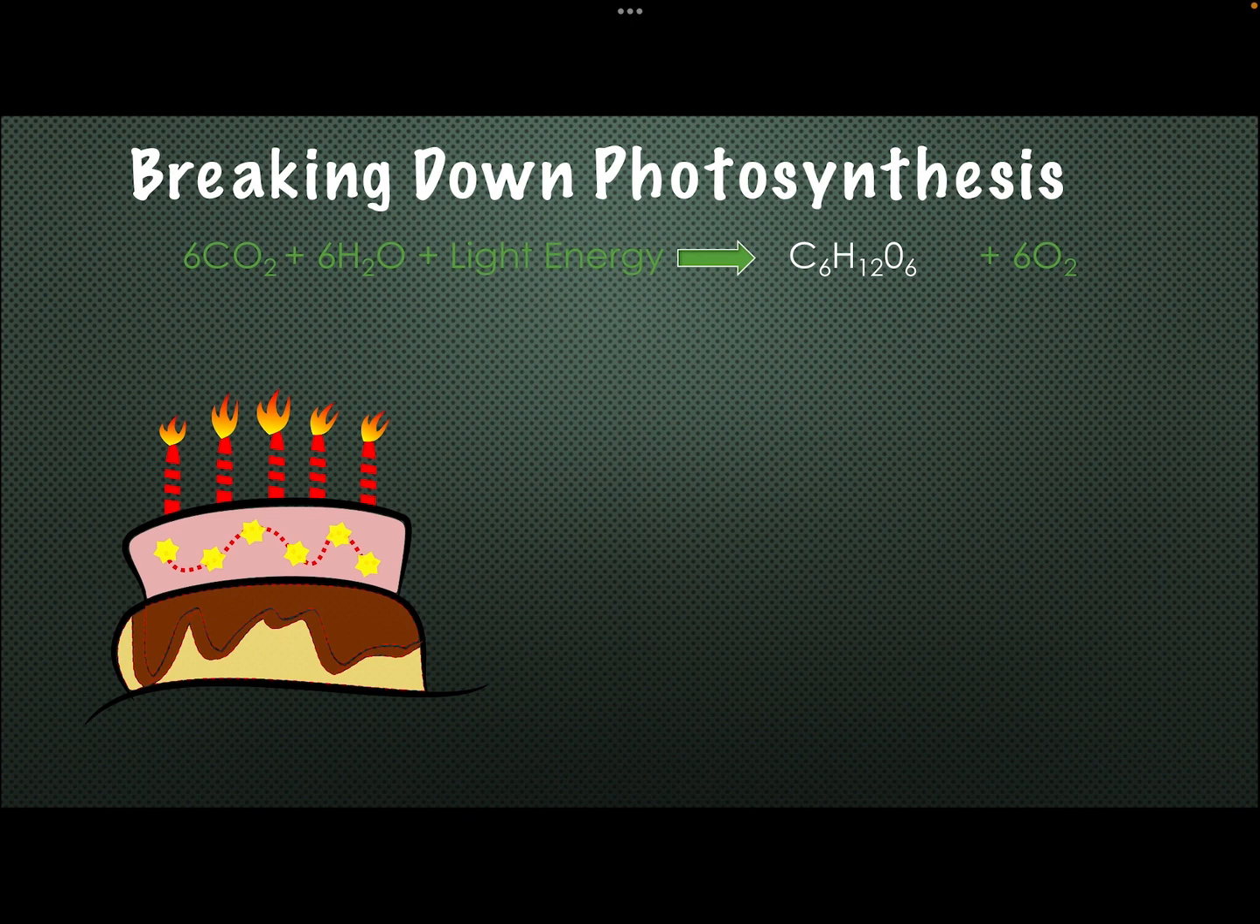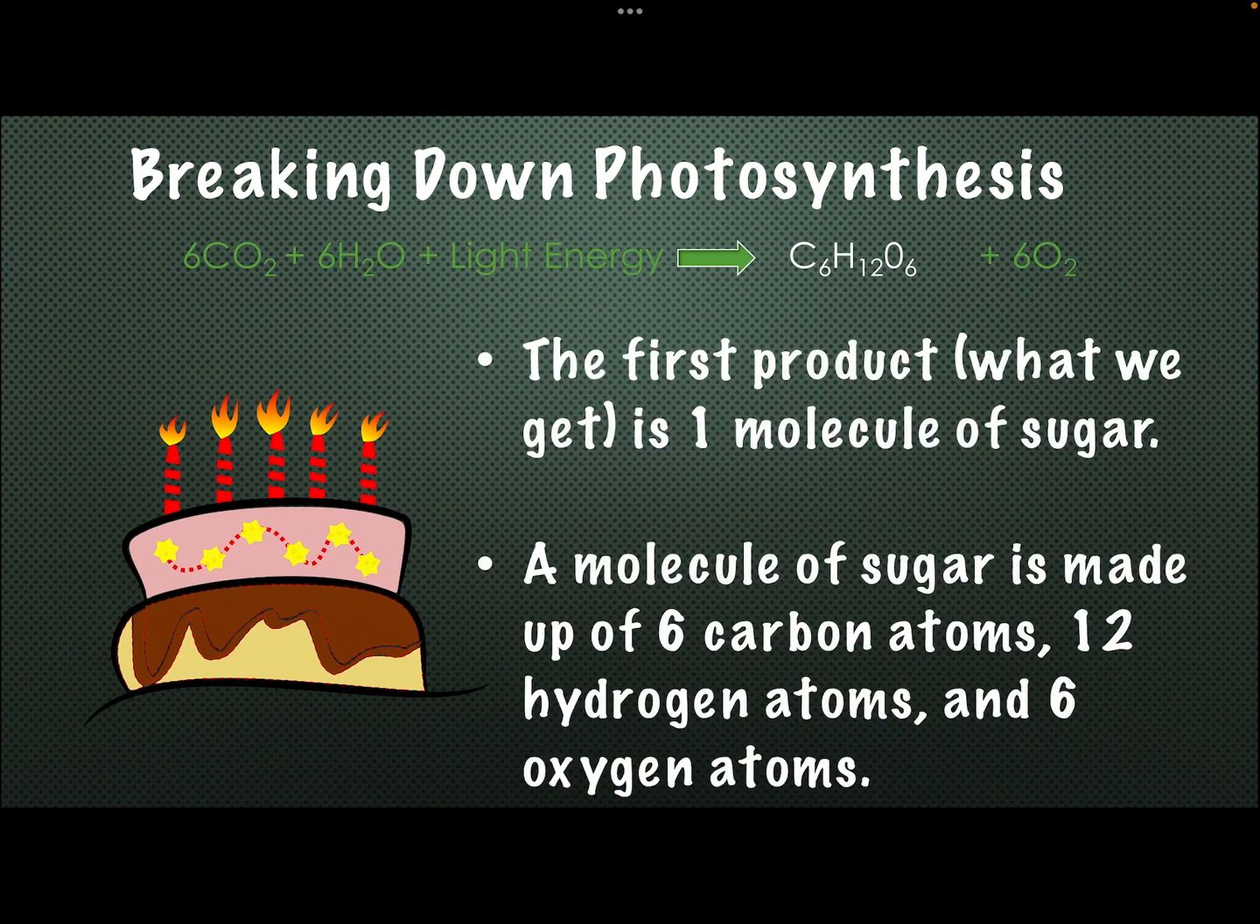C6H12O6 in our chemical equation is our first product. Remember, the stuff before the arrow is called the reactants. The things found after the arrow are called our products. The first product, what we get, is 1 molecule of sugar. That sugar is glucose. A molecule of sugar, or glucose, is made up of 6 carbon atoms, 12 hydrogen atoms, and 6 oxygen atoms.